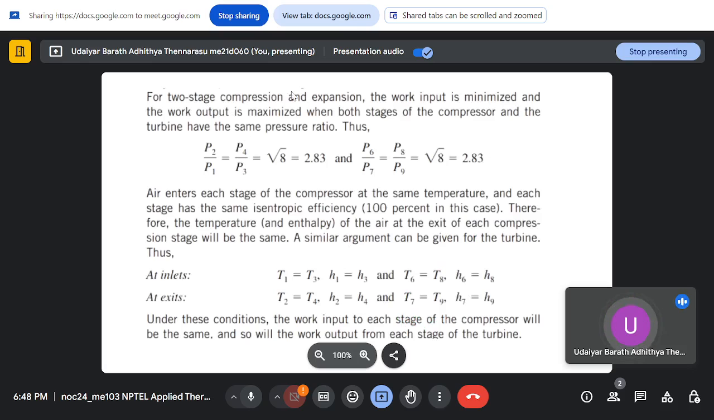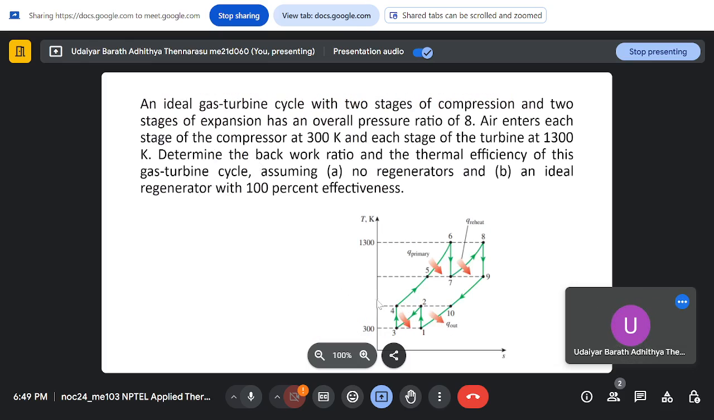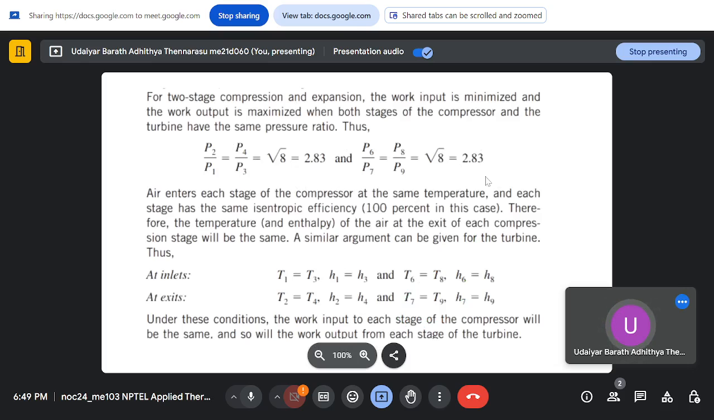For 2-stage compression and expansion, the work input is minimized and the work output is maximized when both stages of the compressor and turbine have the same pressure ratio. Thus P2 by P1 equals P4 by P3, which is root of 8, which is 2.83. So this also can be solved by minimizing the work done: if you solve, you will get P2 by P1 is root of P4 by P1, which comes out to be 2.83. So that is the pressure ratio between stages.